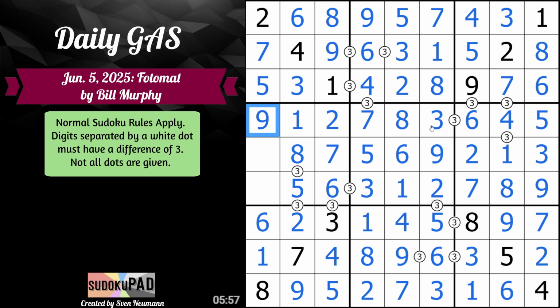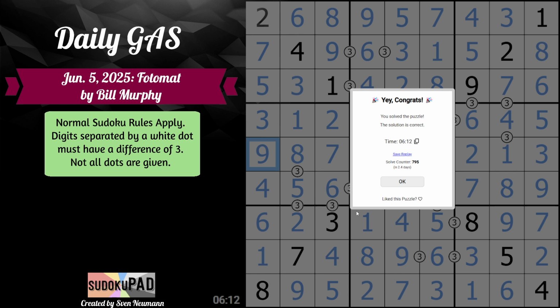And wait, I've placed double 3. 1 second. Not 3. We need 9 and... that is 3. 9 and 4. There we go. And the 4 and 9 are placed, and we are done. In 6 minutes and 12 seconds with Photomat by Bill Murphy.